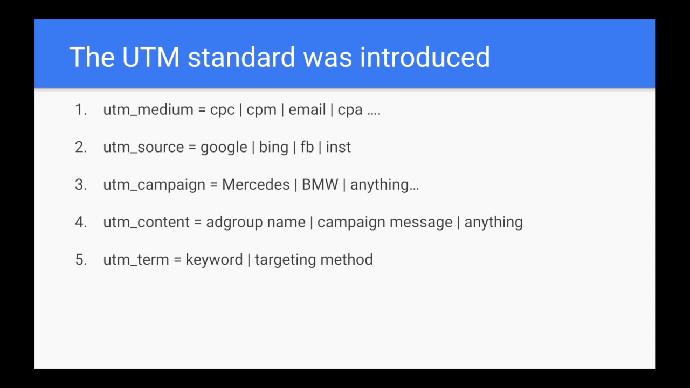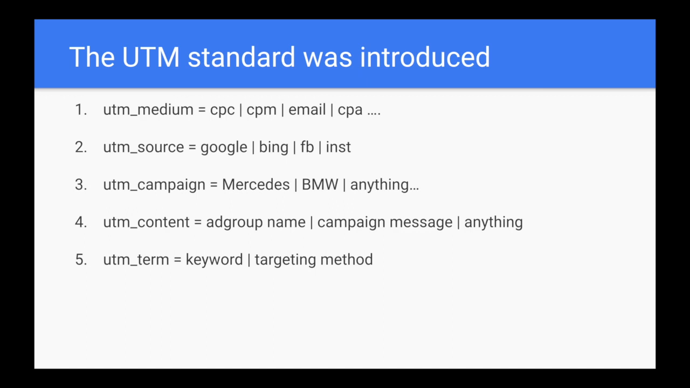So we have 5 parameters. They are all independent, but they all should have the same name as it's written here in the list. So you can't write just medium. You should write utm_medium equals. And then you have a list of possible variables. All of these params represent something. It doesn't actually mean that you should write exactly how it's written here, because it's absolutely up to you.